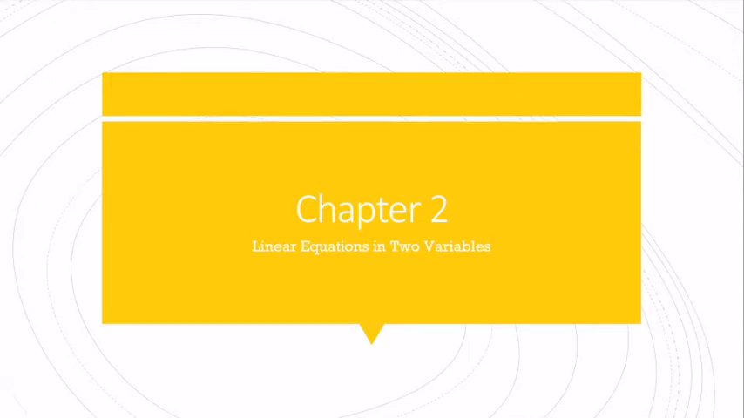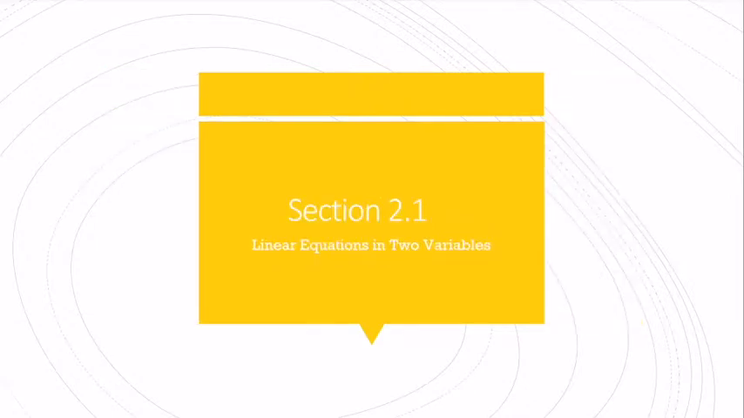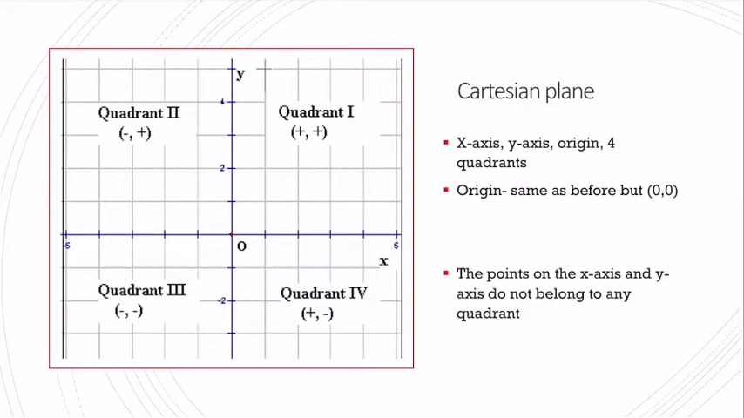Right, so yesterday in class we started chapter 2, which is all about linear equations in two variables. Section 2.1 is just a general introduction to these types of equations. Before, we were working with just one number line, right? Now we're going to be working with two. We've got our x-axis, which is our horizontal number line, and our y-axis, that's our vertical number line.